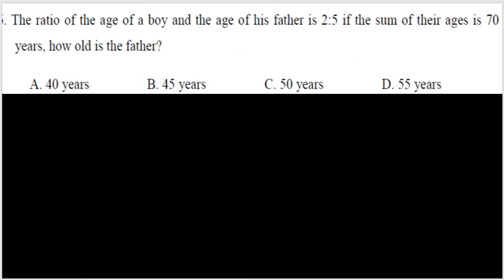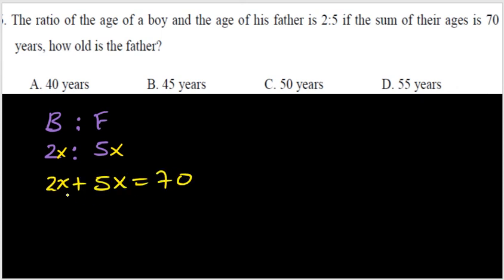The next question. The ratio of the age of a boy and the age of his father is 2 to 5. The boy and the father, the ratio of the age is 2 to 5. The sum of their ages is 70. We can give the same variable for this ratio. We can give x. Remember, the sum of the ages is 70, given. That means 2x plus 5x is equal to 70.